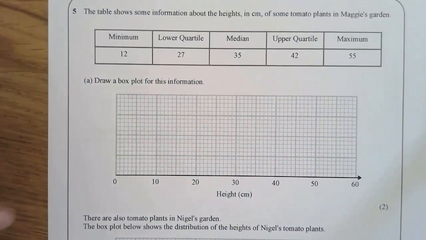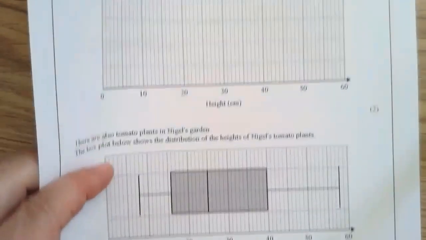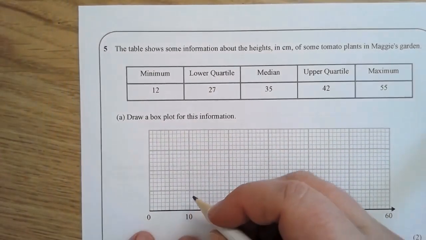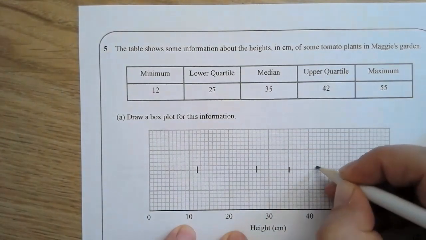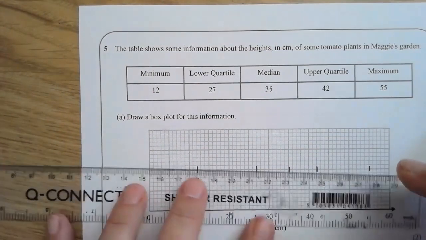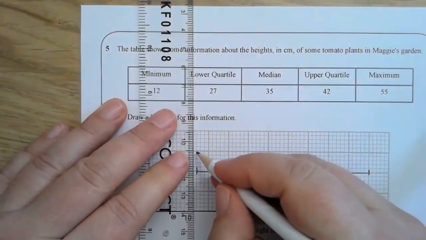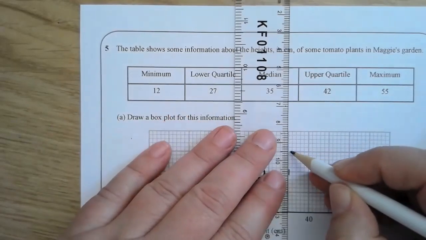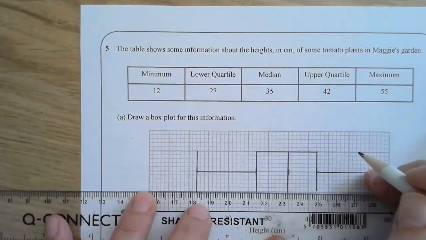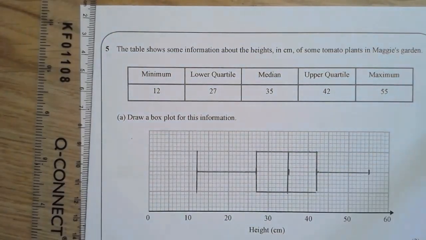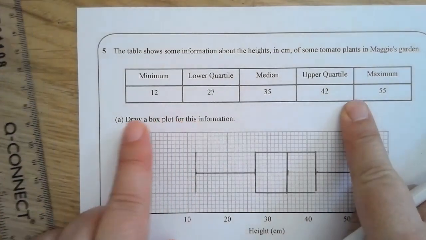So this one is more a problem-solving question. It's 2 points for plotting, but it's also 2 points for writing some words down here as well. We're going to compare the distribution. That's what a box plot is. It's a way of comparing two sets of data. Okay, so let's make this line longer as well. That's my box plot for this piece of information here.